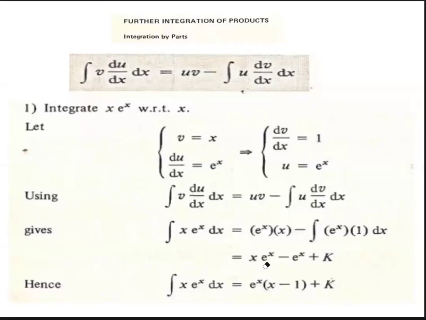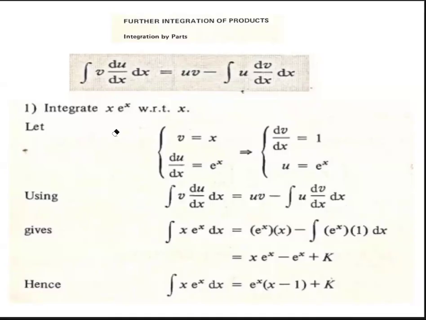And if you want to, e to the x is common, so you just put it in front, that's no problem. So this kind of function lends itself to being integrated using this method.